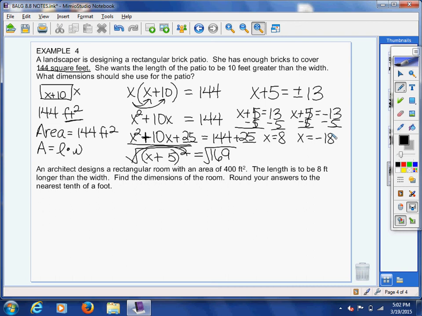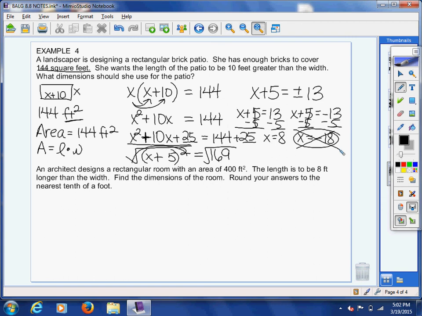But because this is a situation, we need to read the situation more deeply. What dimensions should she use for the patio? Now remember, when you are measuring in feet, there's no such thing as negative feet. There's no such thing as, oh, well, my width is negative 18 feet. Well, no, it's not. You can't use a negative number when we're measuring distance in feet or inches or centimeters. So you have to mark that out. That's what we call an extraneous solution. It's extra, it's a solution, but it's not needed because it does not fit this situation, because we can't have negative numbers as sides of rectangles.